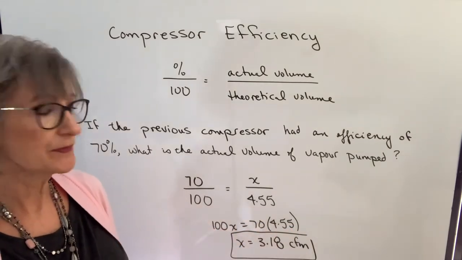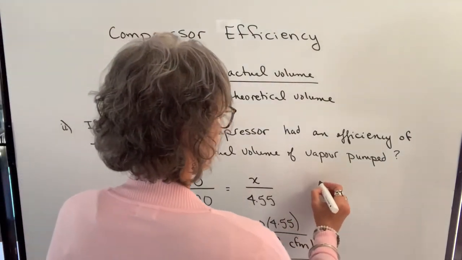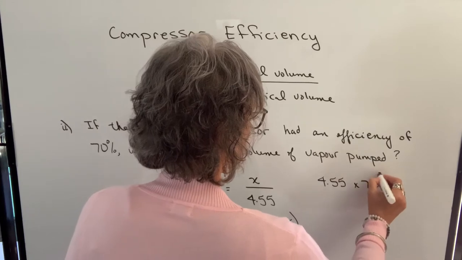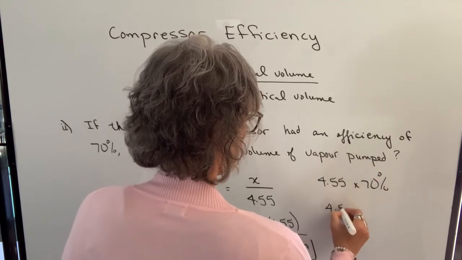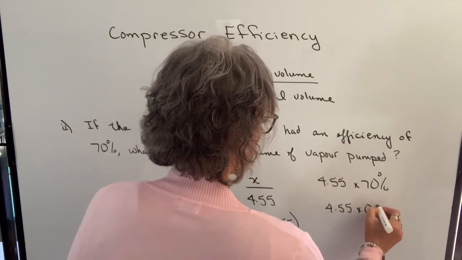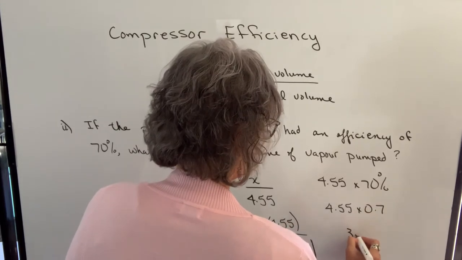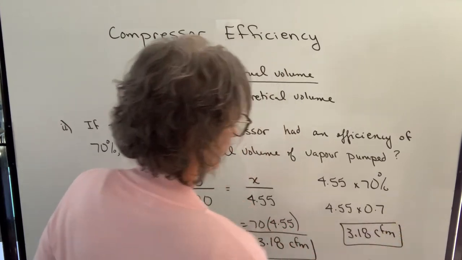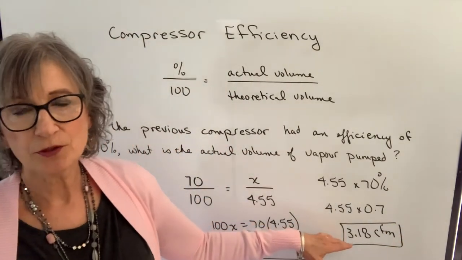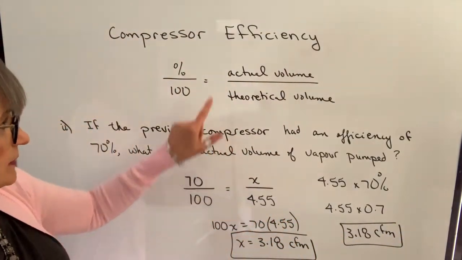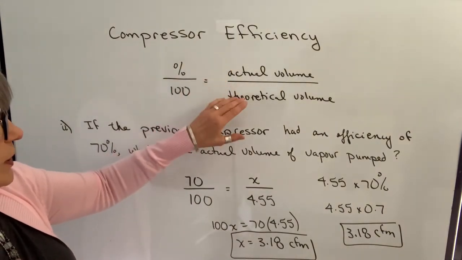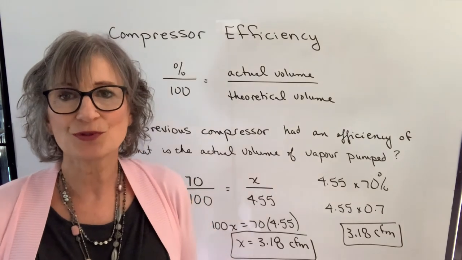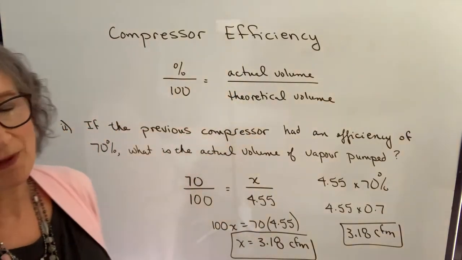cubic feet per minute. Shortcut for that is you could have simply taken 4.55 and multiplied by 70%. 70% as a decimal is 0.7. So that would have also given you the same result. So the shortcut is fine if you understand it. I'm using this because we're going to do questions where we find each of those things, and it's a different shortcut for each of those things. So that's why I'm going to stick just with one method.